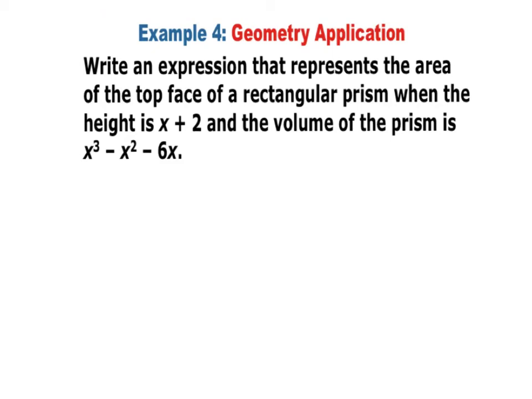Okay, and it says, let's read this together. Write an expression that represents the area of the top face of a rectangular prism when the height is x plus 2 and the volume of the prism is x cubed minus x squared minus 6x. Okay, so let's draw a picture of what we have here. I have a rectangular prism. So it's going to look something like this.